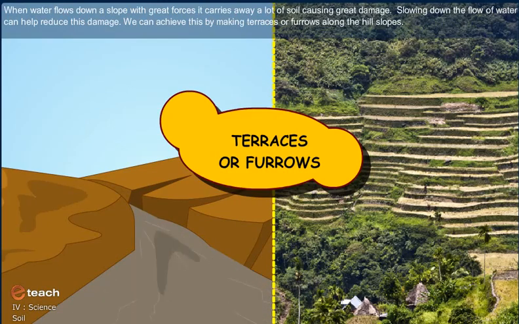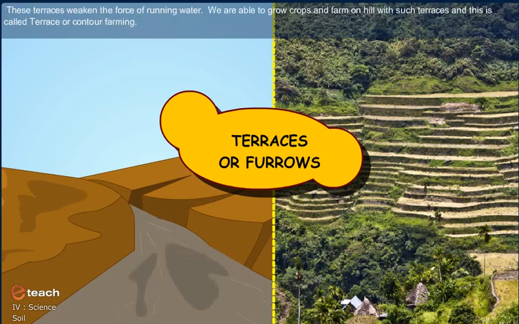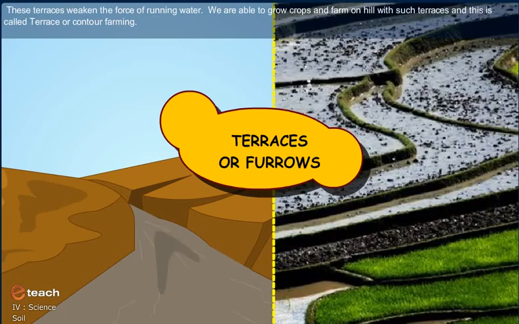When water flows down a slope with great force, it carries away a lot of soil, causing great damage. Slowing down the flow of water can help reduce this damage. We can achieve this by making terraces or furrows along the hill slopes. These terraces weaken the force of running water. We are able to grow crops and farm on hills with such terraces, and this is called terrace or contour farming.